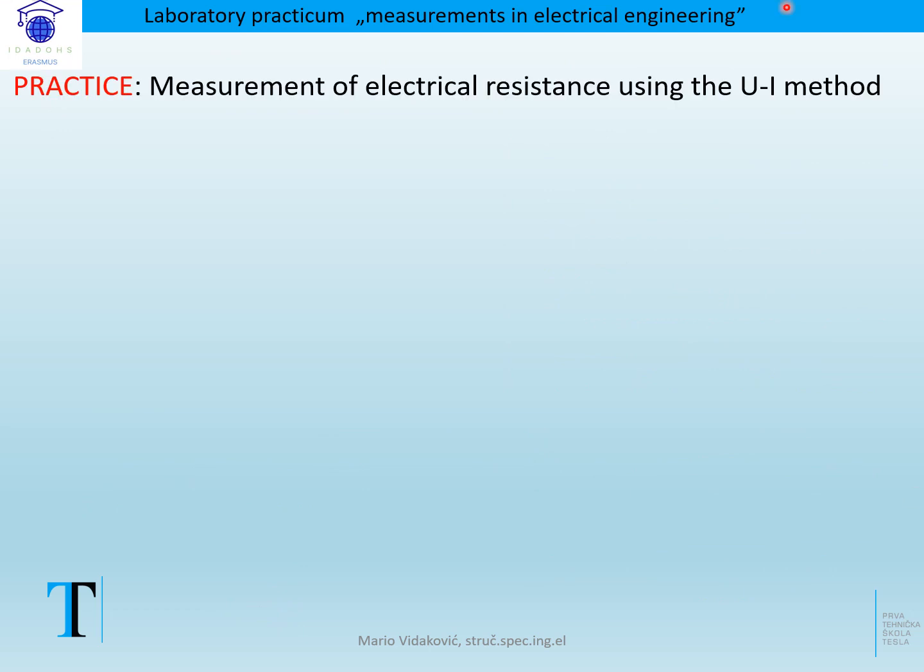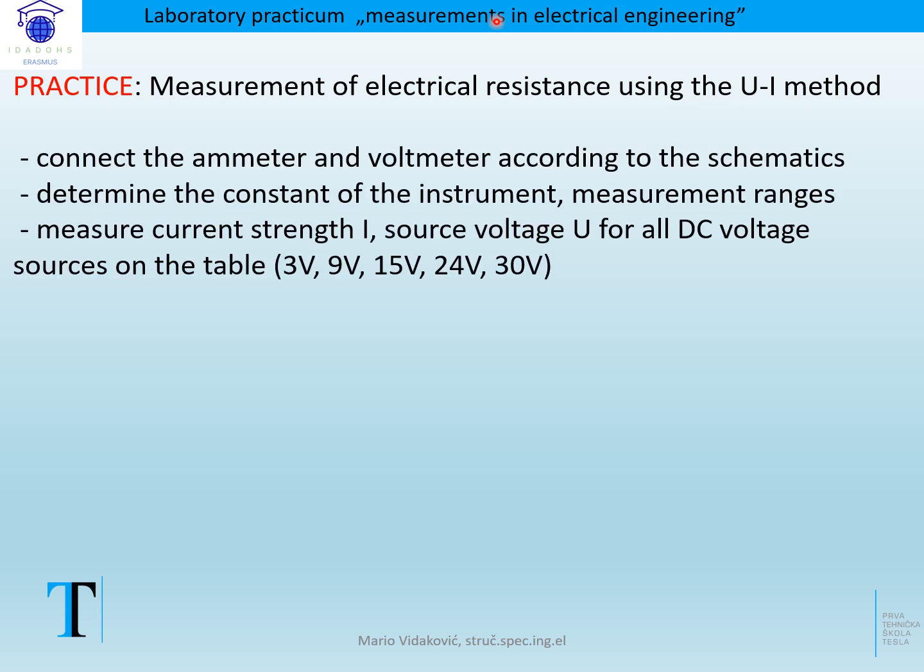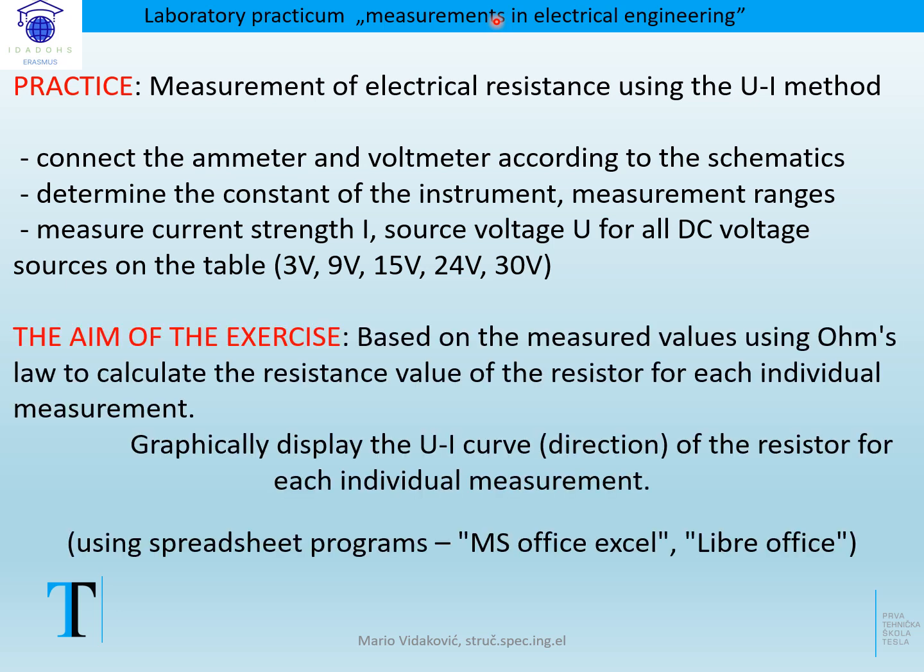And practice. In our laboratory we do the measurement of the electrical resistance using the UI method. You must connect the ampermeter and voltmeter according to the schematics, determine the constant of the instrument and measuring ranges, and measure current strength I and source voltage U for all DC voltage sources on the table: 3 volt, 9 volt, 15 volt, 24 volt and 30 volts. The aim of this exercise is, based on the measured values, using Ohm's law, to calculate the resistance value of the resistor for each individual measurement from both of the schemes.